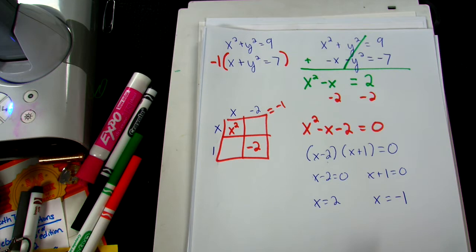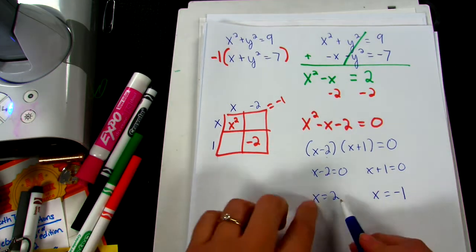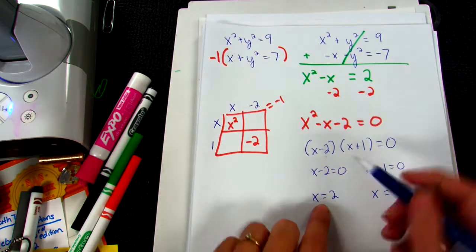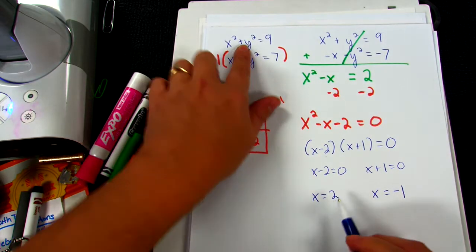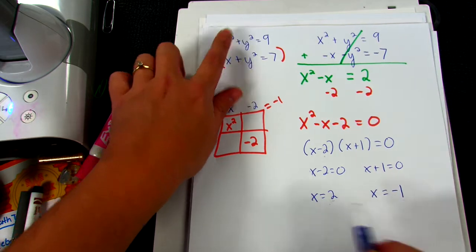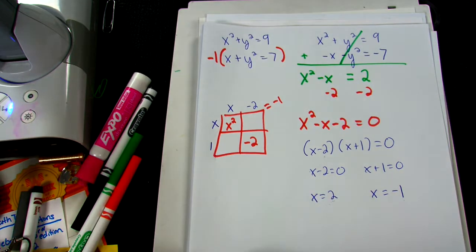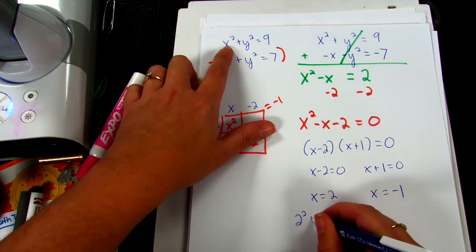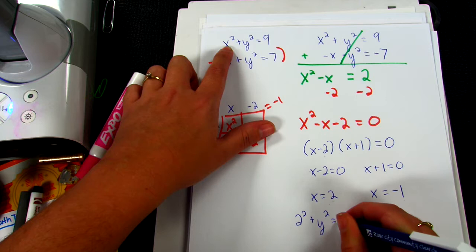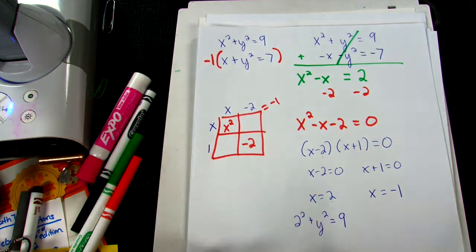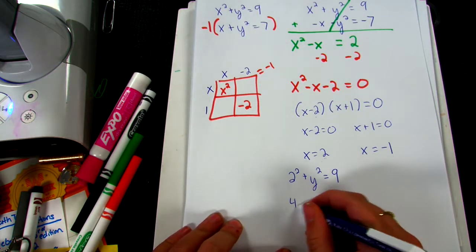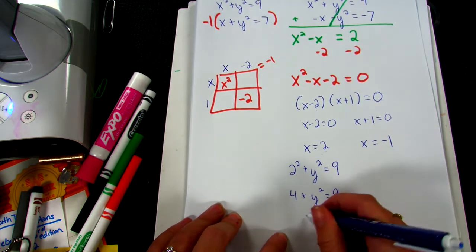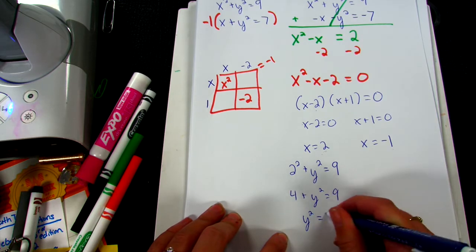So now comes the part where we figure out what y is. So again, we're going to plug in x into one of our original equations. It can be either one, and then we solve for y. We're going to do it twice, for this x and for this x. So let's do it for the first x equals 2. So x squared, so 2 squared, plus y squared equals 9. Okay, so we have 4 plus y squared equals 9. Subtract 4 from both sides. So y squared is equal to 5.